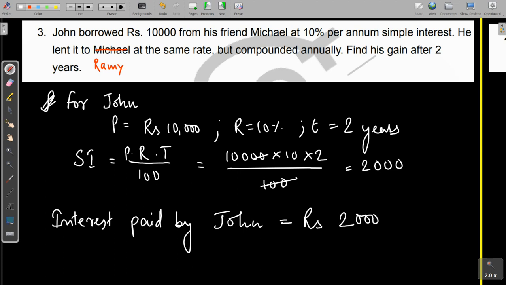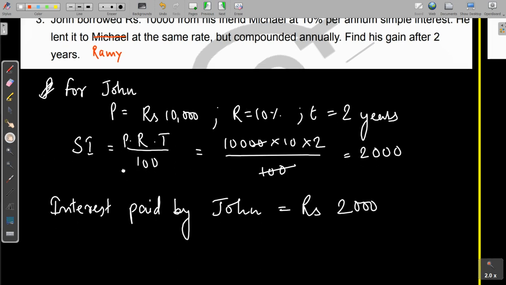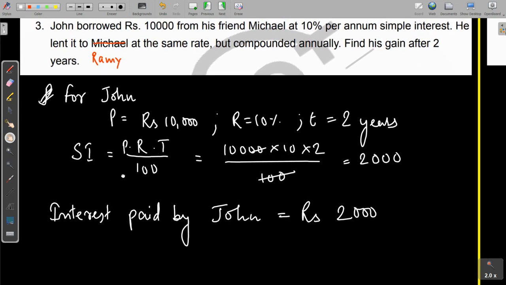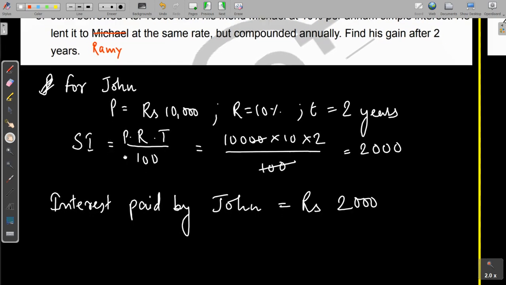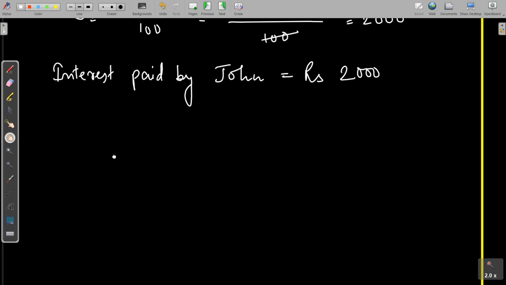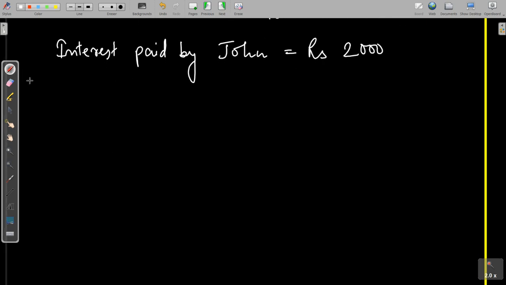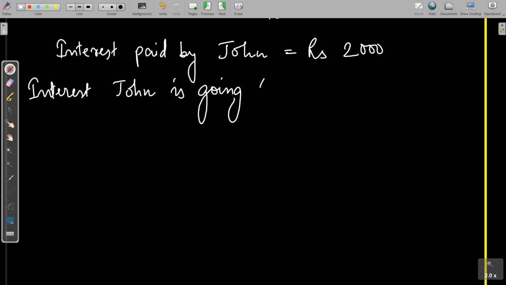Rupees 2,000. Now how much is he going to receive? So he lent the same amount at the same rate but compounded annually. So now the interest John is going to receive is compound. So now we need to find the compound interest.